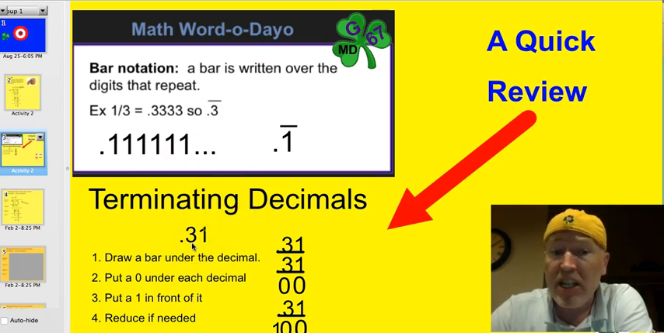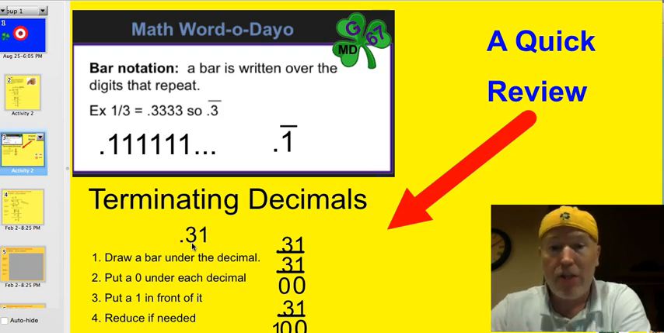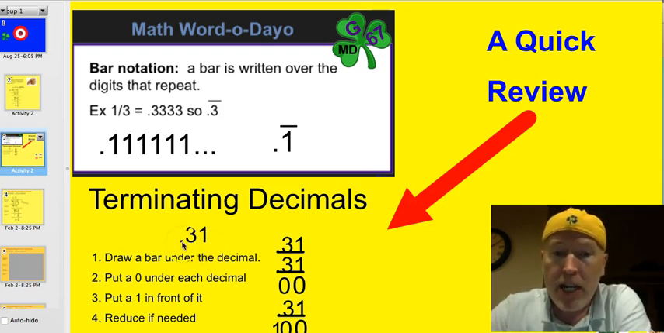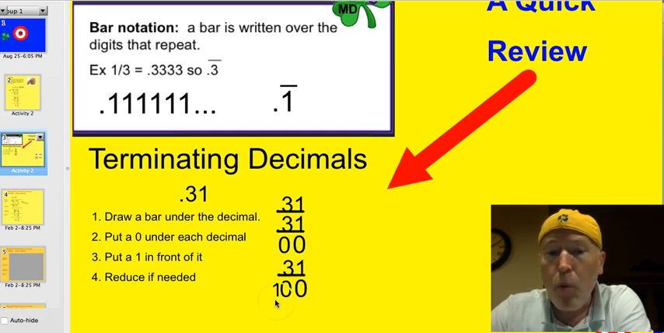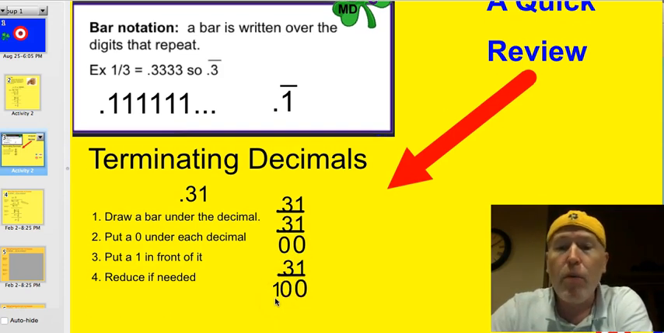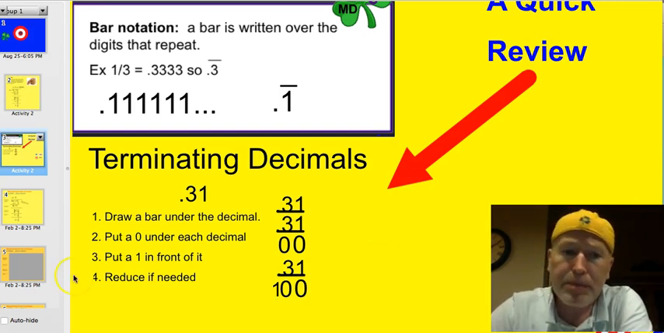If you want a quick review of how to convert a terminating decimal, this is a terminating decimal. It doesn't go on. It doesn't repeat. It's just 0.31. You just put your pencil on that decimal, draw a line under it, put a 0 under each digit, put a 1 in front of the whole mess, 31/100ths. Reduce if necessary. And in this case, you don't have to reduce.